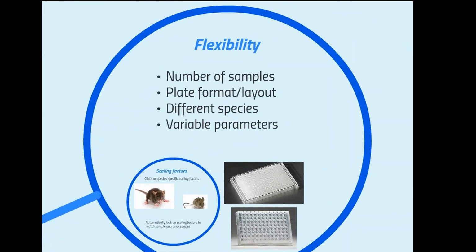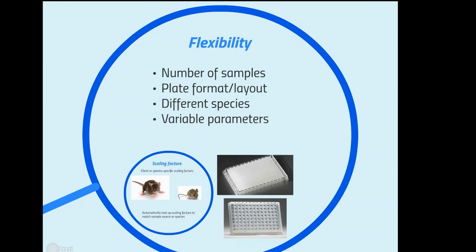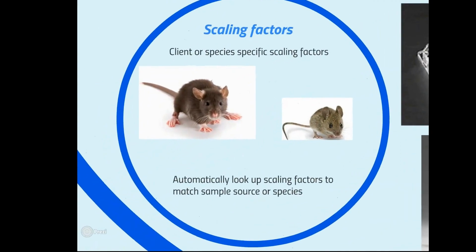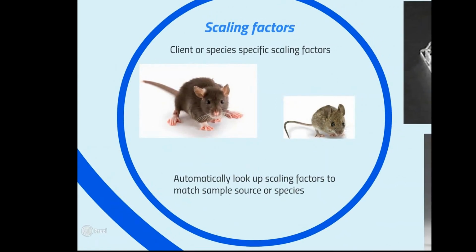We also need to deliver software that's flexible enough that it can cope with variations in the number of samples that are being tested, the plate formats and sizes, different species that you're operating on, and also other variability in the parameters that are used to process those observations and results. There's a couple of examples in here. So it might be scaling up from a 96 well plate to a 1536 format. Also, we have areas like scaling factors. So particularly for CROs, they may have multiple clients which operate multiple species for their assays, and they're going to need to automatically look up the scaling factors which are pertinent to those particular combinations of client and species in order to get the results those clients need.